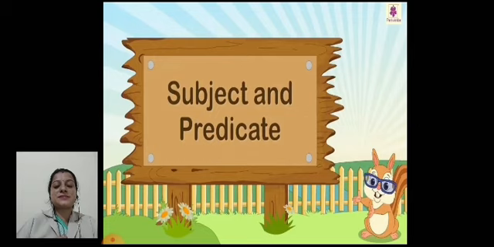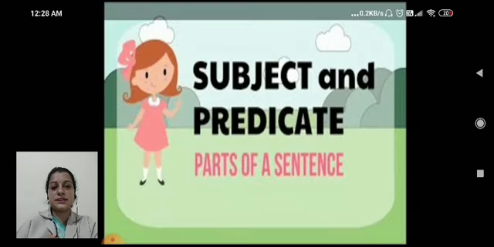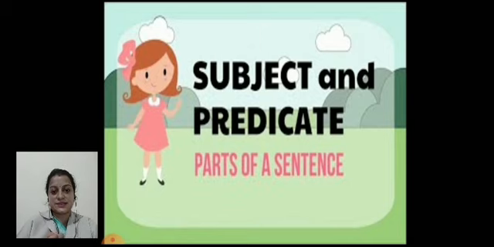Today we are going to start a new topic. As you all know, this is a topic from the grammar book: subject and predicate. So what are subject and predicate? Subject and predicate are parts of a sentence. Don't get confused with types of sentence, right? It's parts of a sentence, not types of sentence.